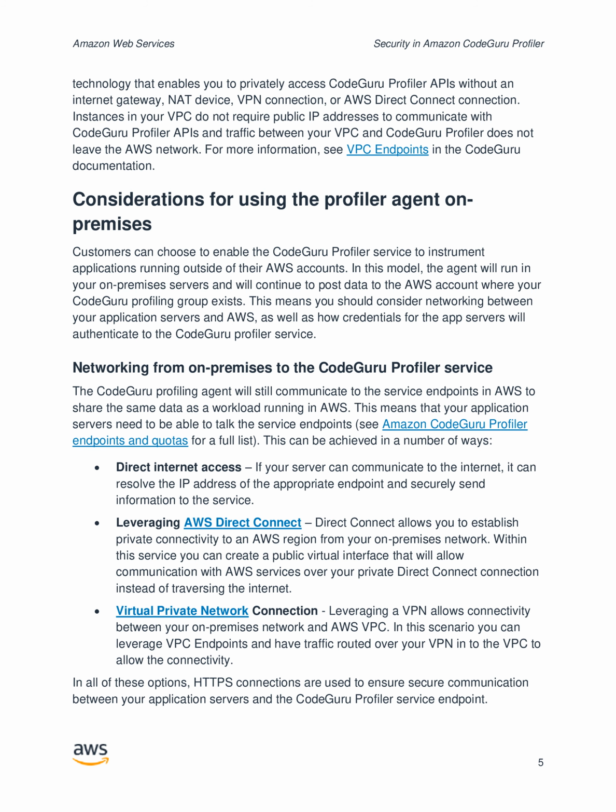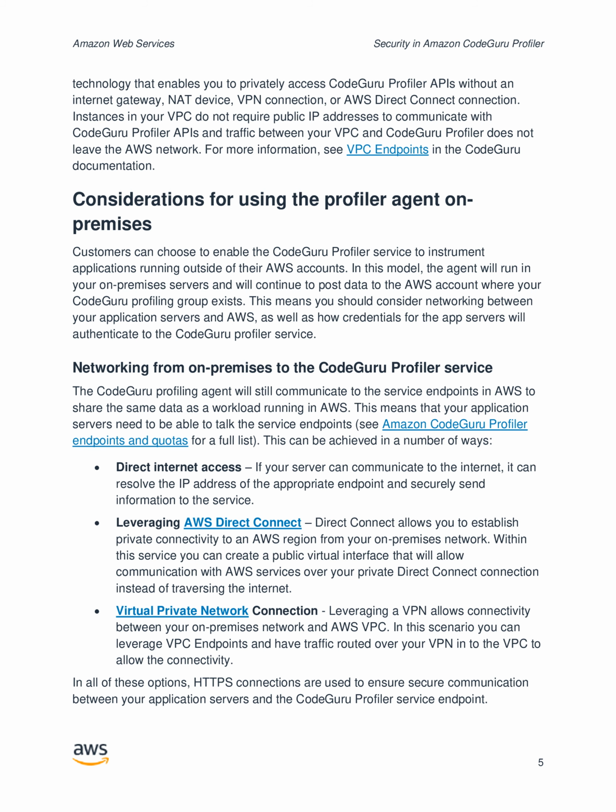Direct internet access. If your server can communicate to the internet, it can resolve the IP address of the appropriate endpoint and securely send information to the service. Leveraging AWS Direct Connect. Direct Connect allows you to establish private connectivity to an AWS region from your on-premises network. Within this service, you can create a public virtual interface that will allow communication with AWS services over your private Direct Connect connection instead of traversing the internet.